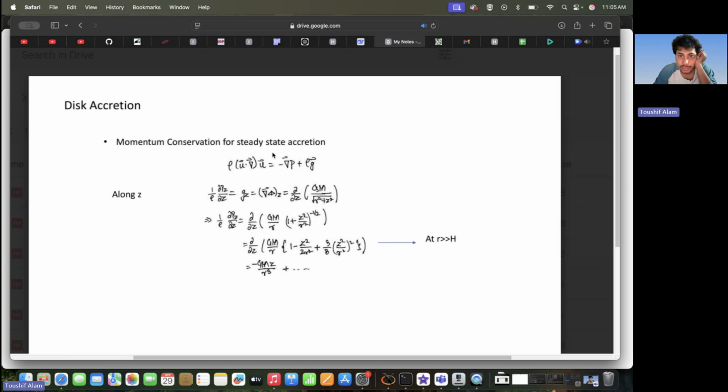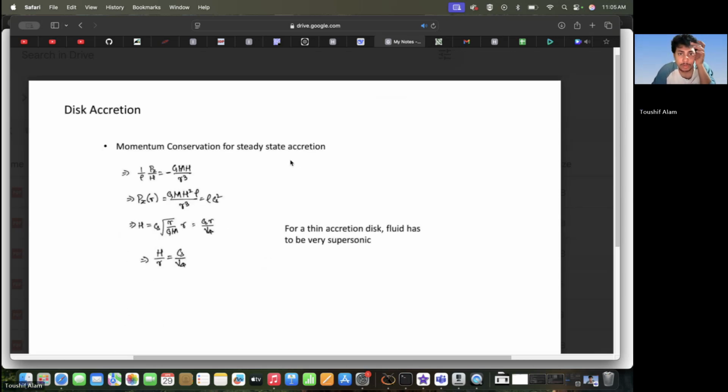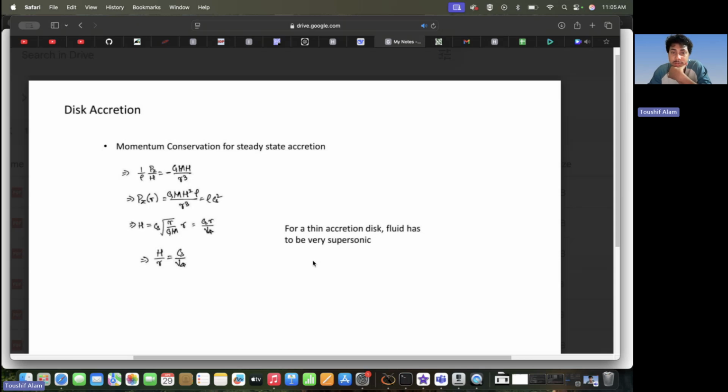So momentum conservation for steady state accretion will be this, that 1 by rho p by h is equal to minus GM h by r cube. So we'll get rho c s square, h is equal to c s root over r cubed by GM times r. So this is c s r by v phi. So h by r is c s by v phi. For a thin accretion disk, the fluid has to be very supersonic to be stable there.